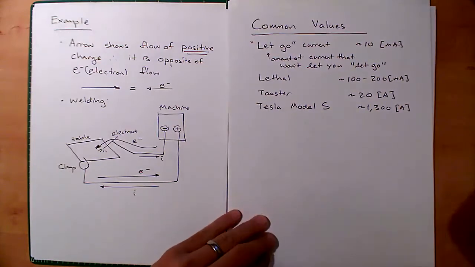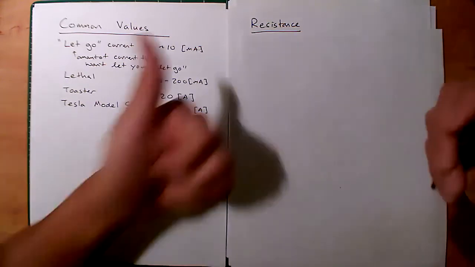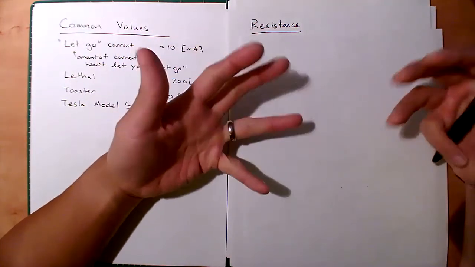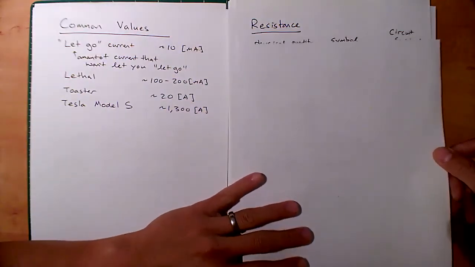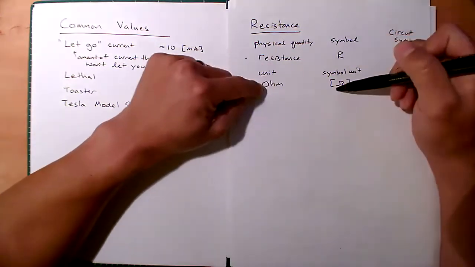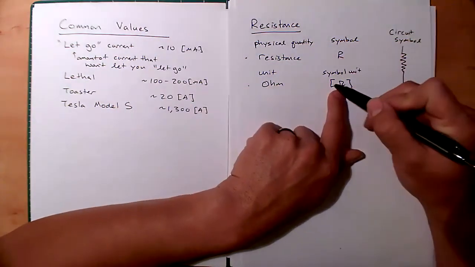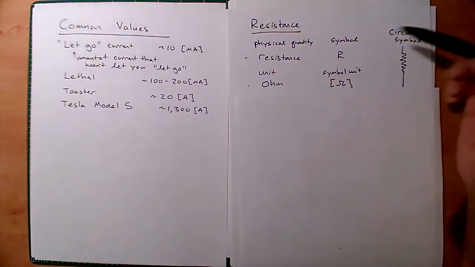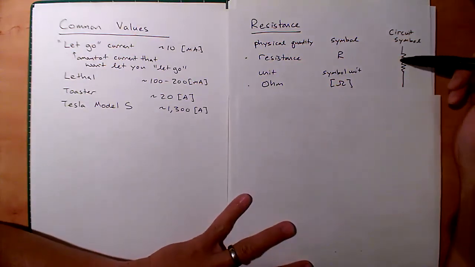Not good. Okay, let's follow it up with resistance. So we did charge, we did current, and now we're at resistance. We'll do voltage and Ohm's law after. So let's look at resistance. The physical quantity, again, the four things: resistance, R, units of ohms, and the symbol is this Greek letter omega, for ohms or resistance. And the circuit symbol is this kind of jagged line here.